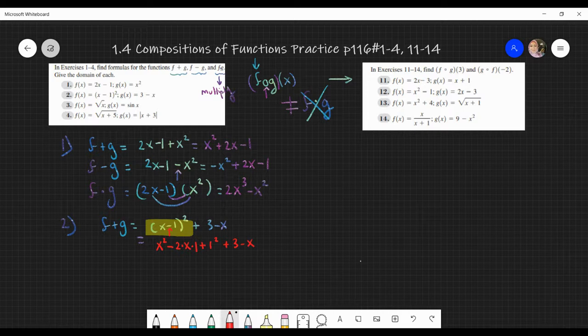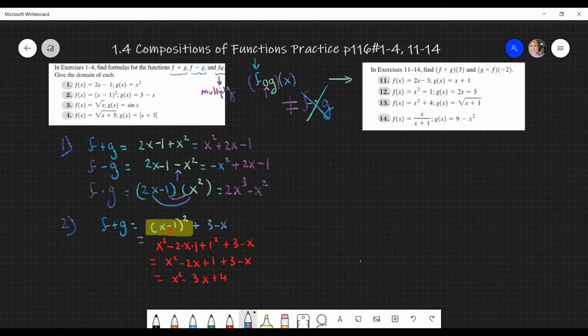And I want everybody to get used to that special case. We don't want to use a box. We don't want to write it twice. So x squared minus 2x plus 1 plus 3 minus x, which will give us, if we combine like terms, x squared minus 3x plus 4.